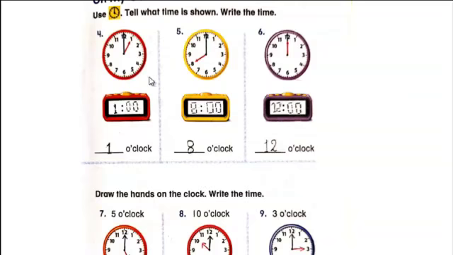Okay? Solve numbers 4 and 6 in the same way by yourself.